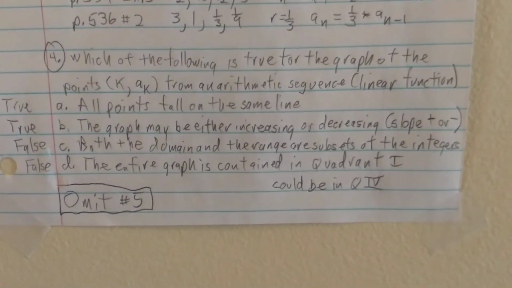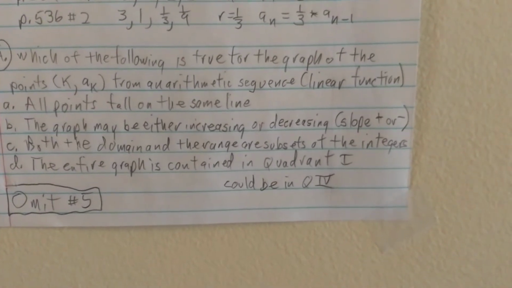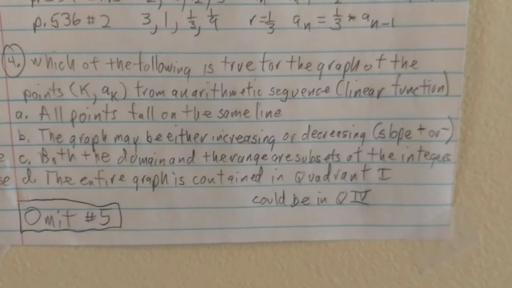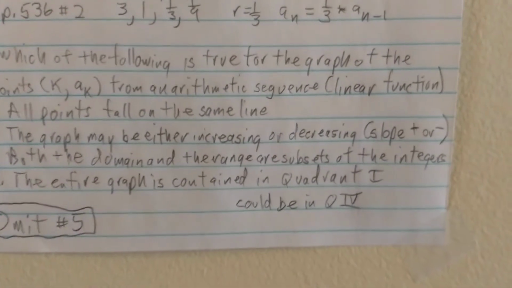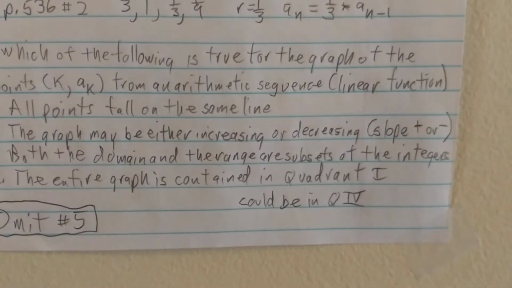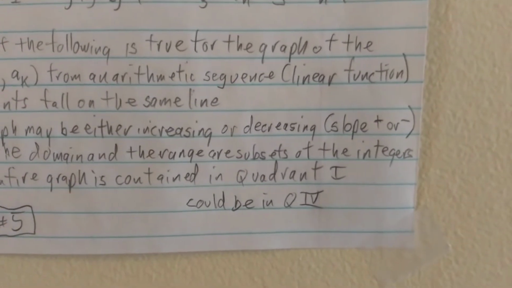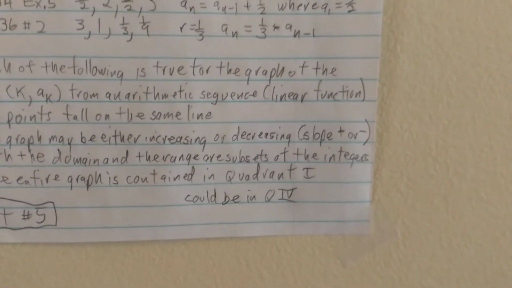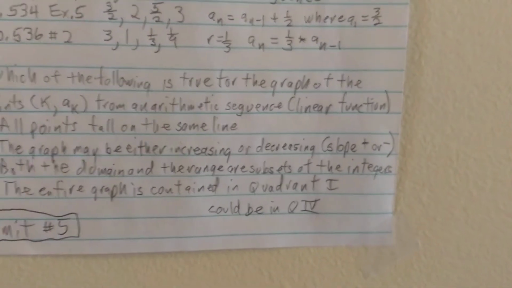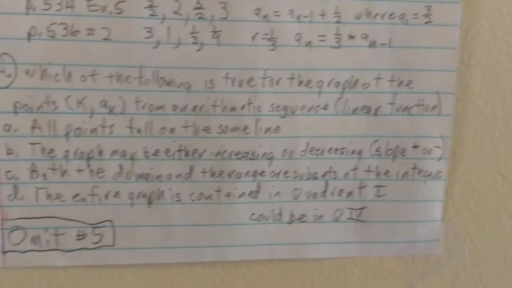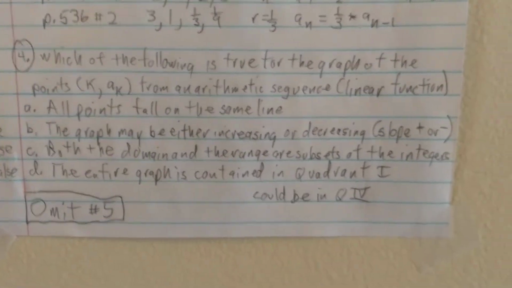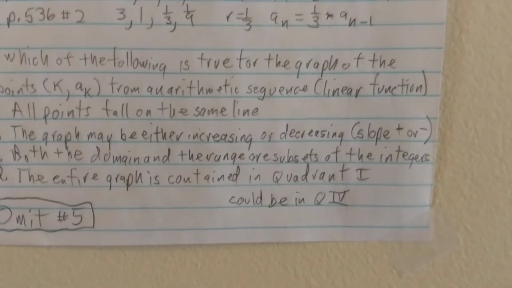Now how about both the domain and the range are subsets of the integers? Remember we said the domain, the element numbers, are 1, 2, 3, 4, 5, 6, so the domain is integers, but the range can be anything: whole numbers, fractions, negative numbers, so they can be rational numbers, they can be fractions, so that is false, because both of them aren't. Then, is the entire graph contained in quadrant 1?